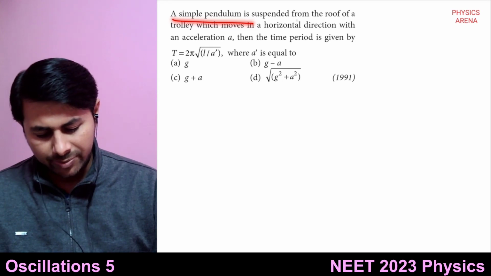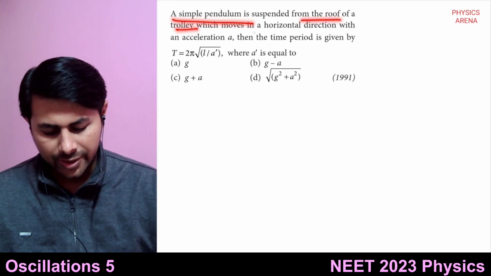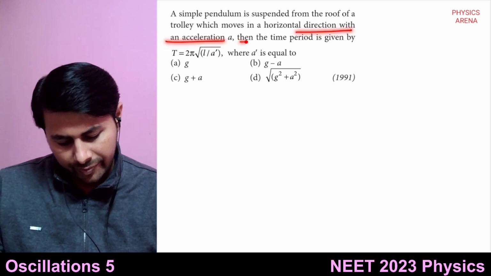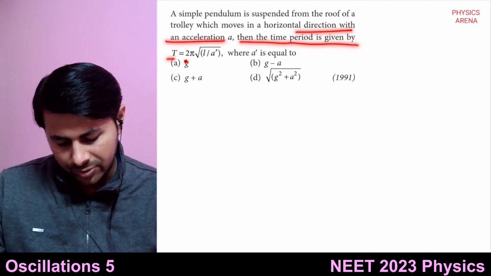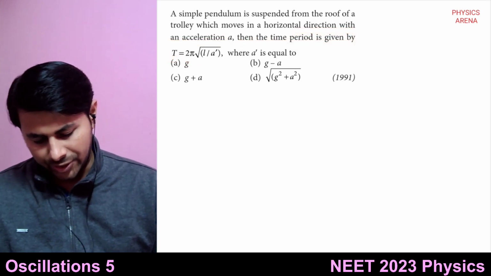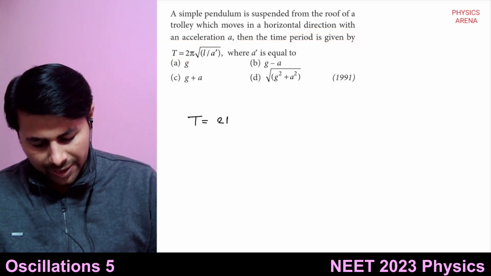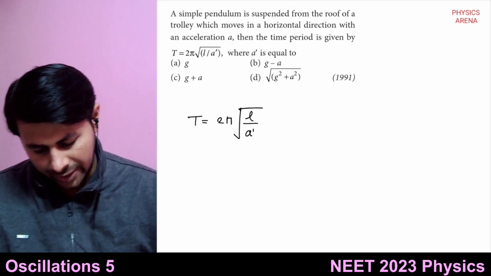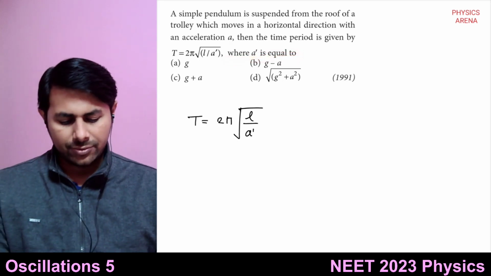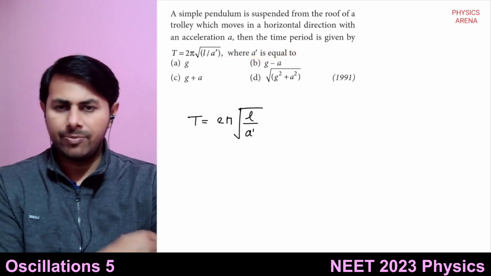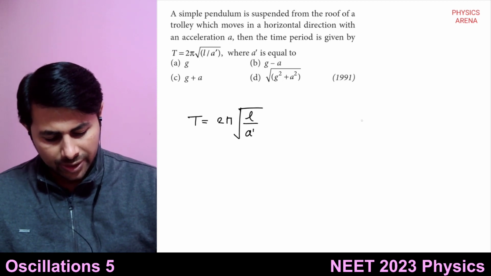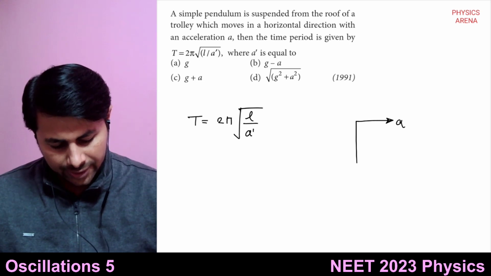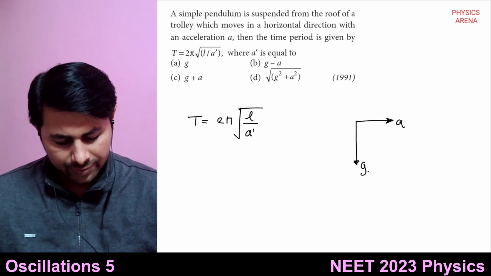A simple pendulum is suspended from the roof of a trolley which moves in horizontal direction with an acceleration a. Then the time period is given by T equals 2 pi square root of L upon a dash, where a dash is equal to... So this is also simple. There is some horizontal acceleration a, and acceleration due to gravity is downwards.